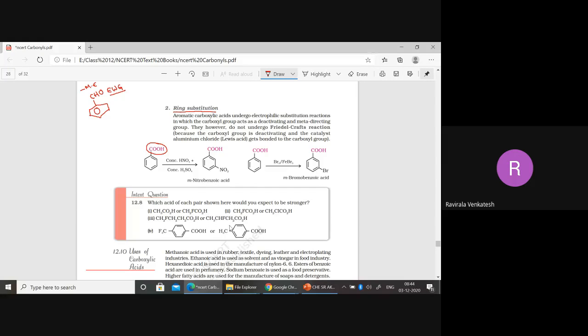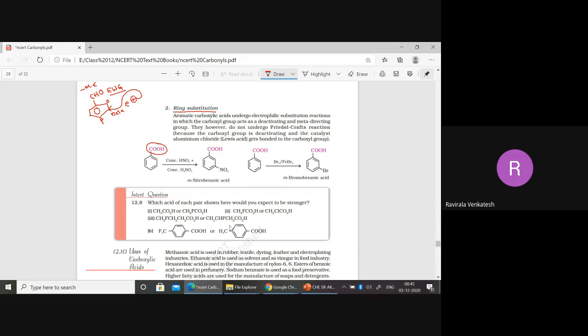Then what happens here? At the ortho and para positions, electron deficiency takes place. Now the electrophile attacks at which position? Ortho and para? No, meta position. The electrophile attacks there because at the ortho and para positions, due to the electron withdrawing group, electron deficiency takes place. So how would the electrophile attack there?